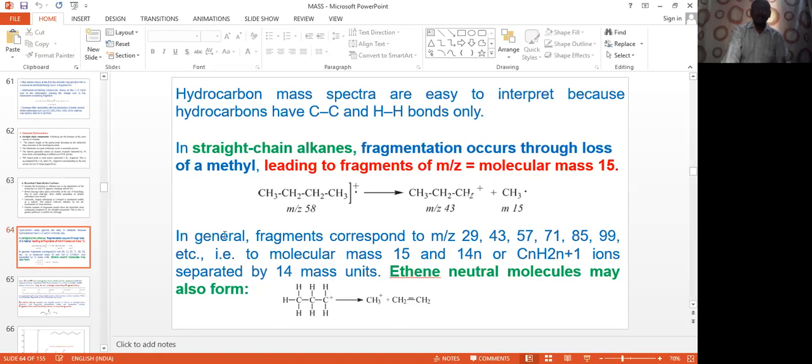In general, in straight chain alkanes, the spectrum will have m/z values 29, 43, 57, and then 71, 85 and 99. So you will have these fragments. How much is the difference between them?